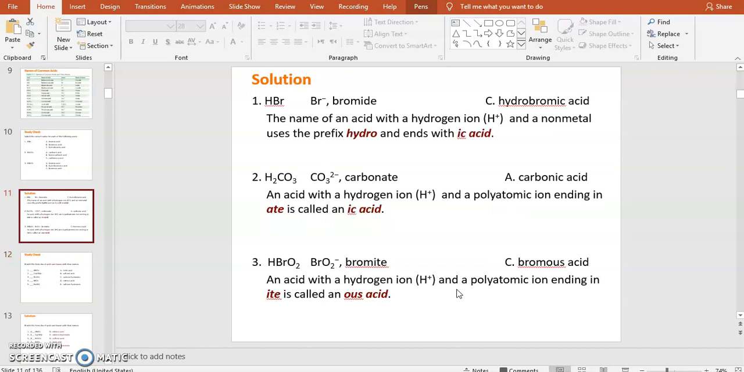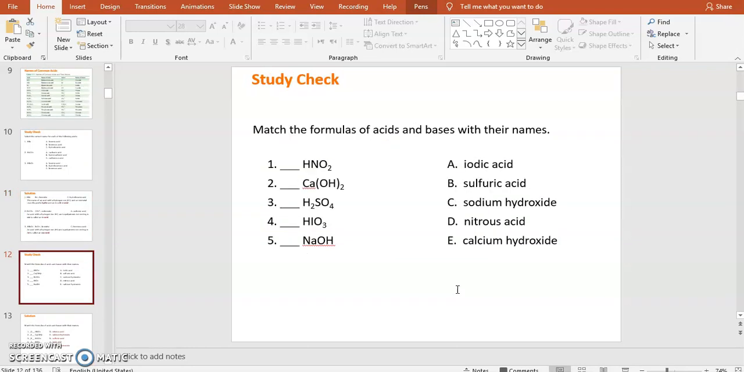Again, match the formulas of acids and bases with their names. So bases are easy, so let's do C and E so we can cross them out. Sodium hydroxide. So where are the hydroxides? Only number 2 and number 5 have the possibility to be bases because they have the OHs. So sodium hydroxide is this one. Calcium hydroxide will be this one.